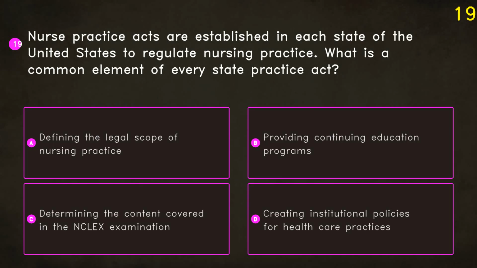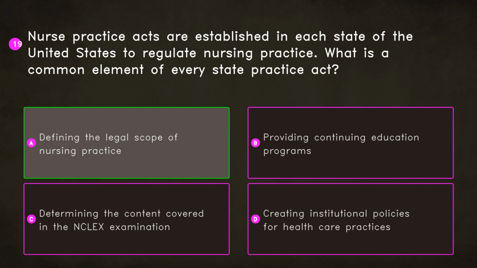Question 19. Nurse practice acts are established in each state of the United States to regulate nursing practice. What is a common element of every state practice act? A. Defining the legal scope of nursing practice. B. Providing continuing education programs. C. Determining the content covered in the NCLEX examination. D. Creating institutional policies for healthcare practices.